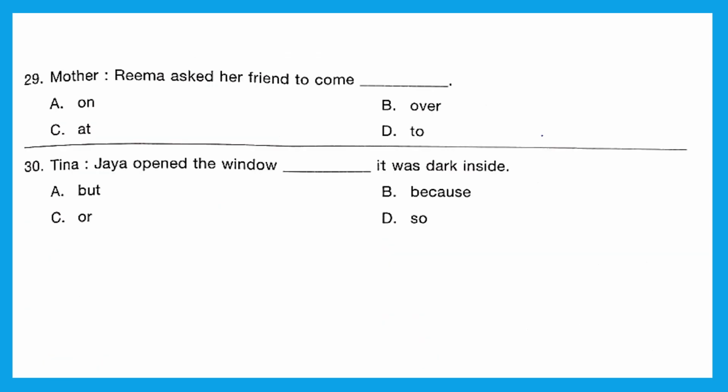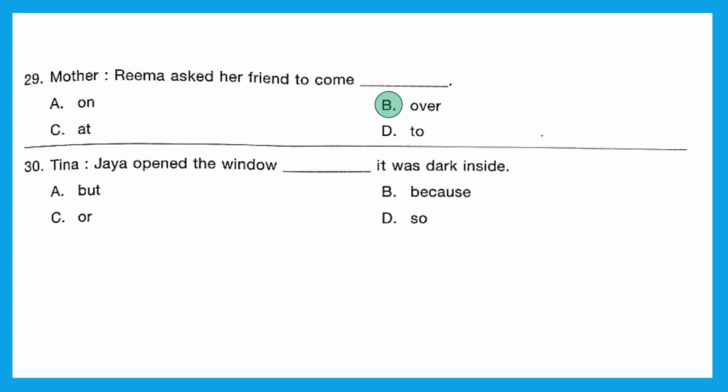Question 29. Mother, Reba asked her friend to come dash. Come on, come over, come at or come to. The right answer here should be option B, come over. That means to ask someone to come to your place.